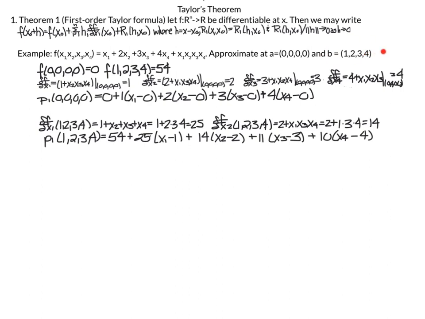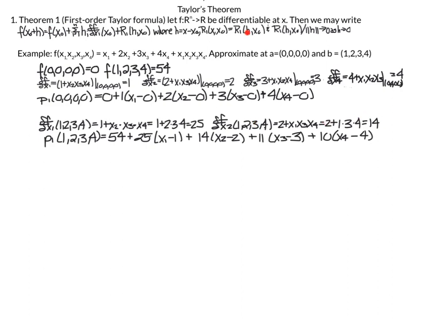To do the calculation at 1, 2, 3, 4, that's p1 at 1, 2, 3, 4, so I need to evaluate df dx1 at 1, 2, 3, 4. So df dx1 is equal to 1 plus x2 x3 x4, and evaluated at 1, 2, 3, 4, so that would be 1 plus, oh, this should be multiplied, 2 times 3 times 4, so that would give me 25. And I fixed this to the multiplication sign. Now if I look at df dx2, that's 2 plus x1 times x3 times x4, so evaluated at 1, 2, 3, 4, that's 2 times 1 times 3 times 4, which gives me 14.